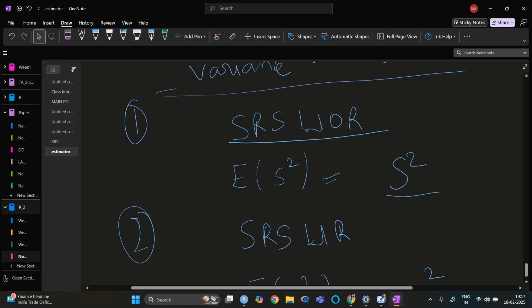Again, the proof is already done in the class. It is a very two-line proof. All you need to do is, for the estimation of S square, just put in the values.